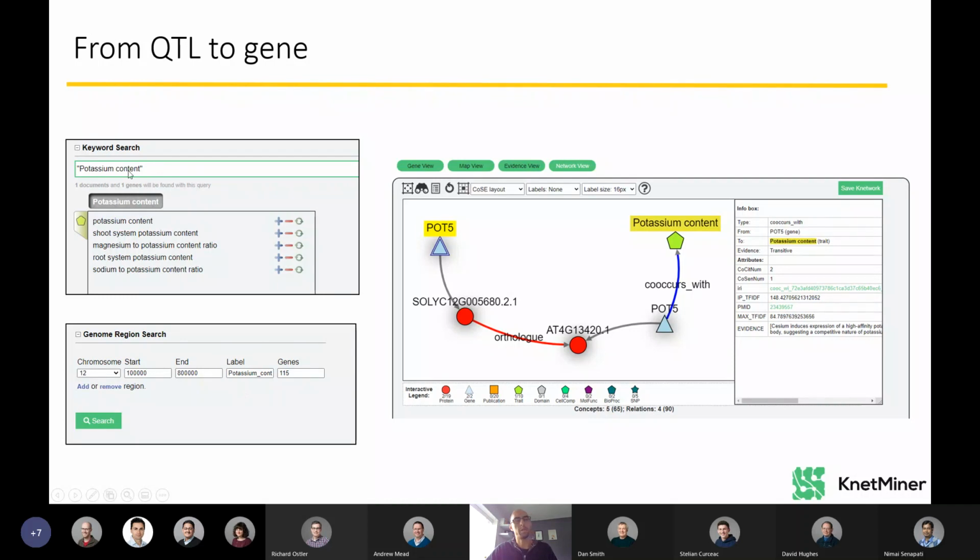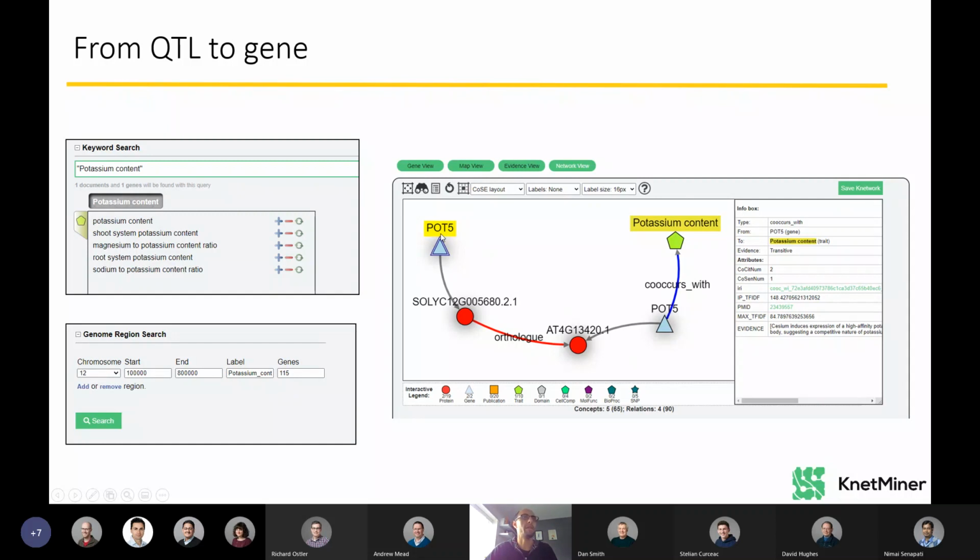I explain what this trait is about. So it's about potassium content. So I use keywords to express my knowledge about this trait. I press the search button, and what happens is NetMiner evaluates all the knowledge about these 115 genes that are in the knowledge graph and uses a gene rank algorithm to rank them. This is the top ranking gene.